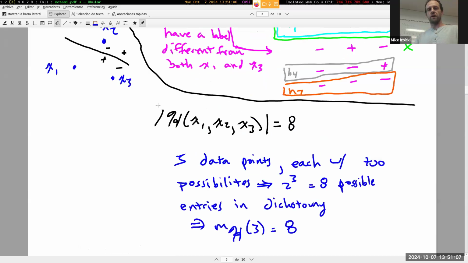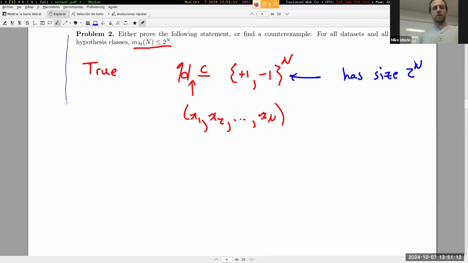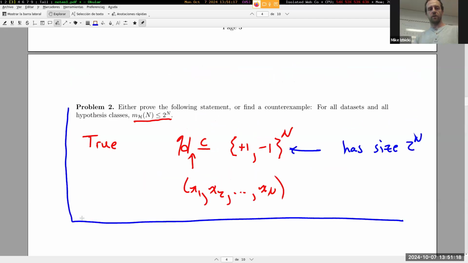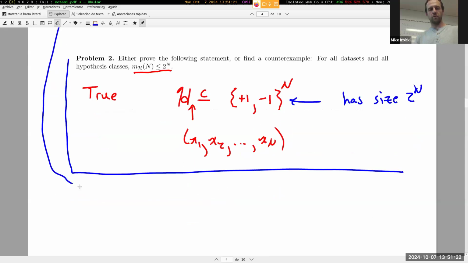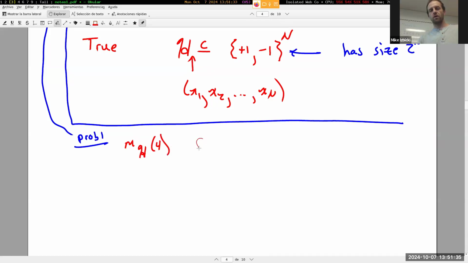And let's say I ran out of space up there, so there's nothing more to say with problem 2 right here. I'll draw a bar right here. What I'm writing down here is a continuation from the previous page. It's problem 1 on the previous page. And we'll do the next part of problem 1, which said calculate the m sub h of 4 for the perceptron.